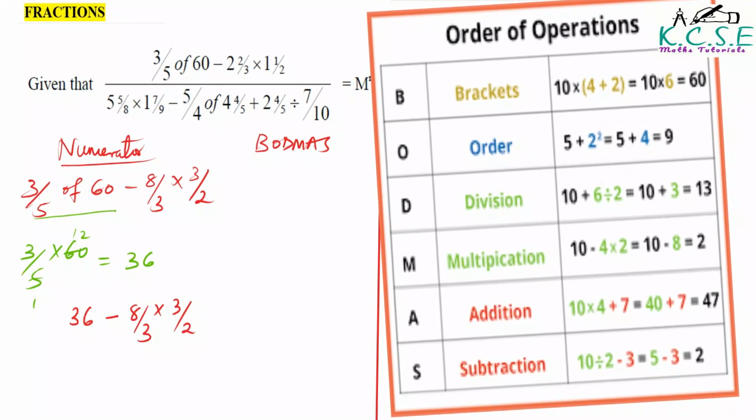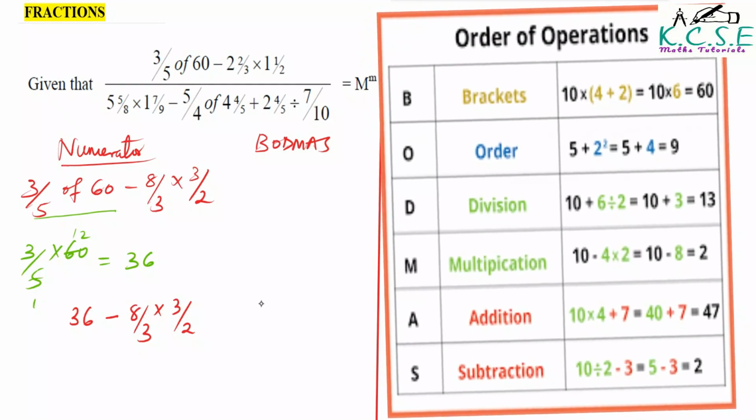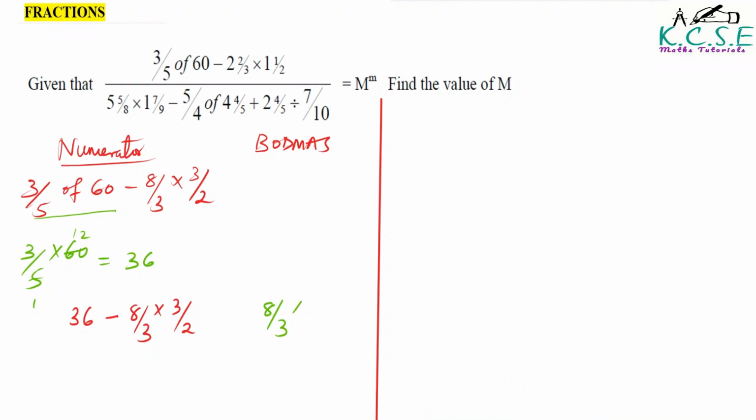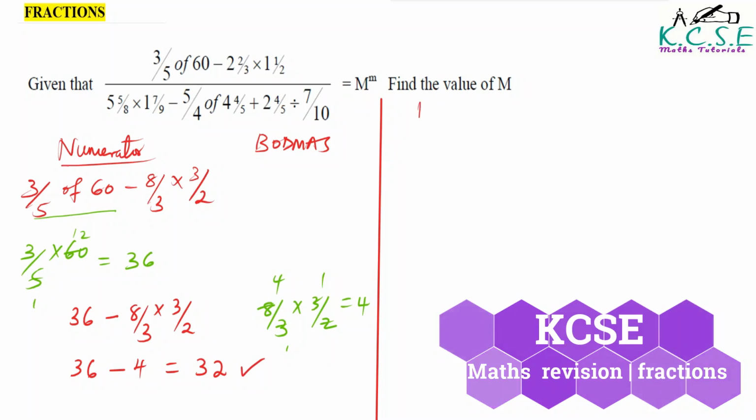So the next is automatically multiplication. Multiplication, we have 8 over 3 times 3 over 2. So this one simplifies to 4. So we now have 36 subtract 4, and this gives 32. So this is the solution that you obtain from the numerator. Let's go to the denominator.